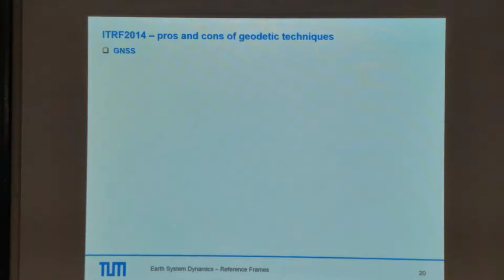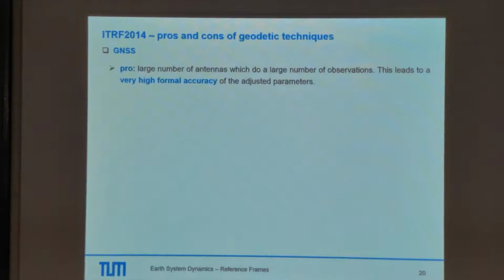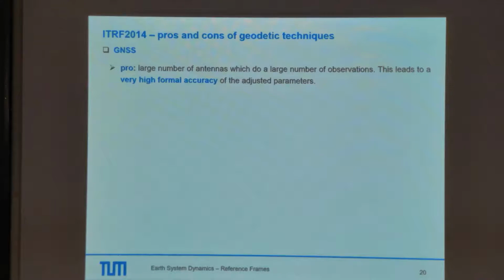GNSS. So now we have the other satellite technique. The advantage of GNSS is that we have a really large number of antennas which do a large number of observations. This leads to a very high formal accuracy of the adjusted parameters. A GNSS antenna is quite cheap. A geodetic antenna costs a couple of thousand euros, but then you have a GNSS antenna which can track multiple navigation systems like GPS, GLONASS, BeiDou, QZSS, and so on, and has a pointing accuracy of around 1 millimeter.